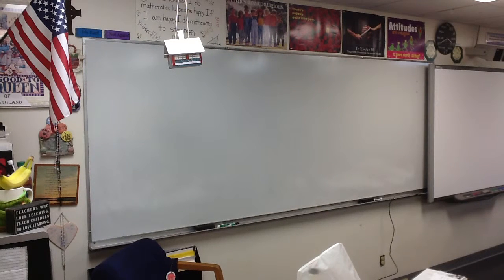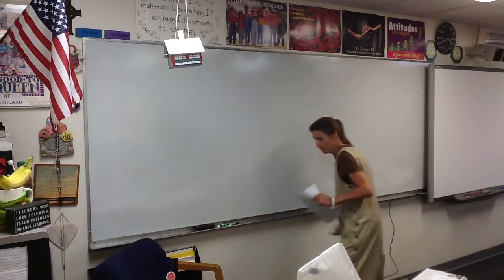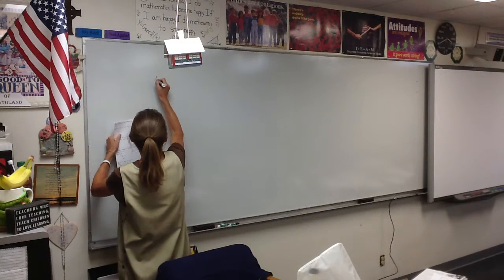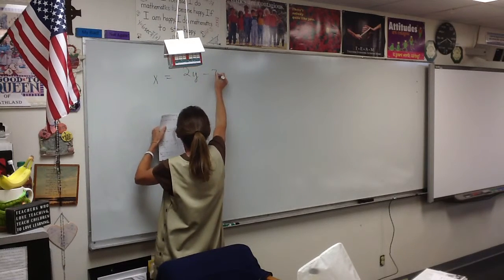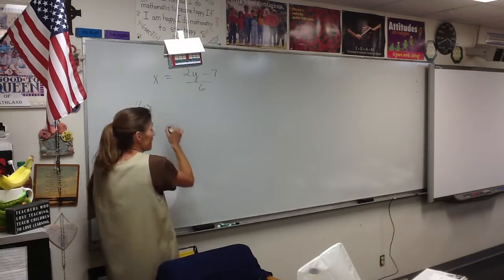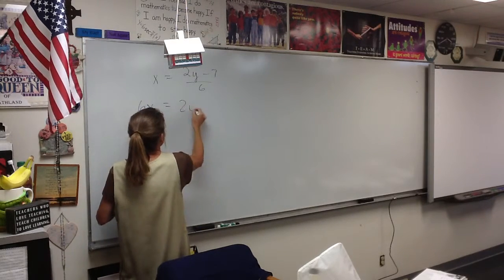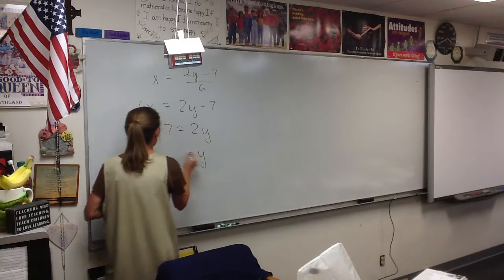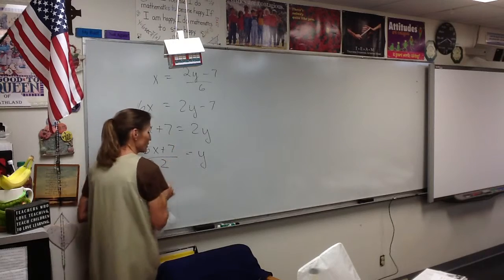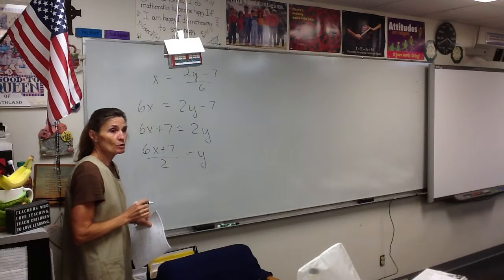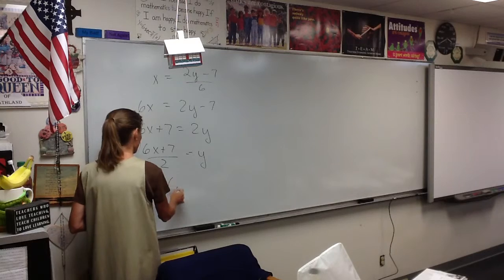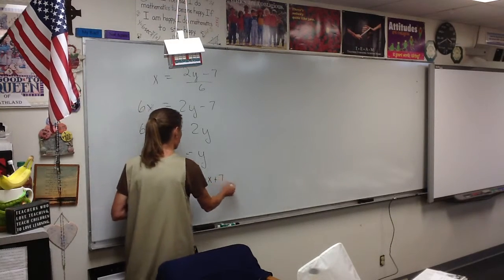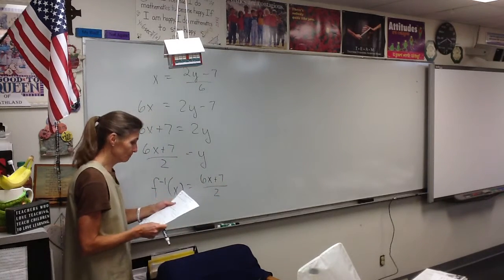As soon as we switch the y and the x, then what are we going to do? Solve for y. So this is an easy one. We'll times by 6, add 7, and divide by 2. Everybody okay with that? So if we're going to use proper notation, we would say F inverse. Remember, this is our inverse notation. F inverse equals (6x plus 7) divided by 2.